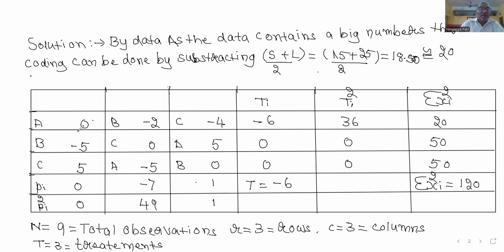Now add all these things here and we can write the result. My dear students, look here: minus 6 plus 0 plus 0, this is minus 6. This is T, the sum total of all these observations. And next you add the summation of Xi square: 20 plus 50 plus 50, it is 120. Okay, you complete this column.